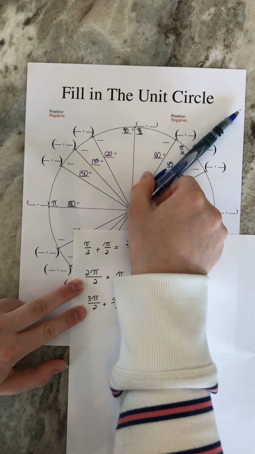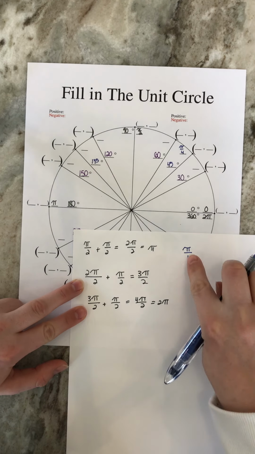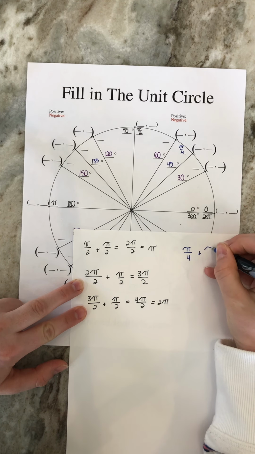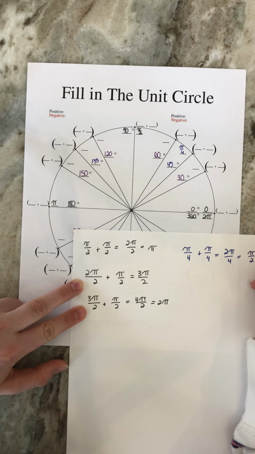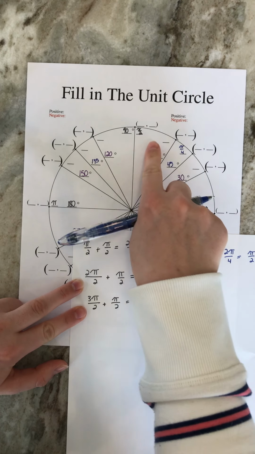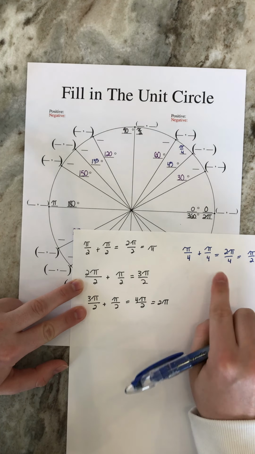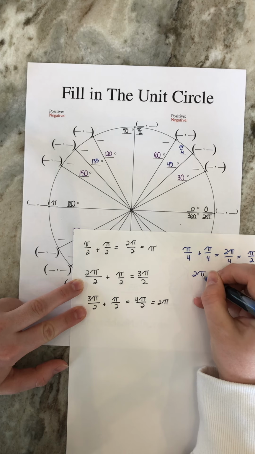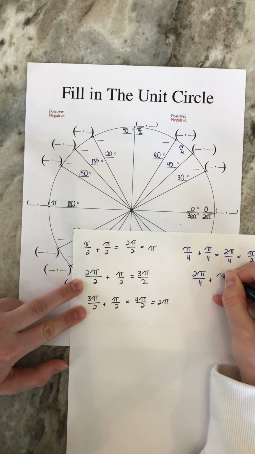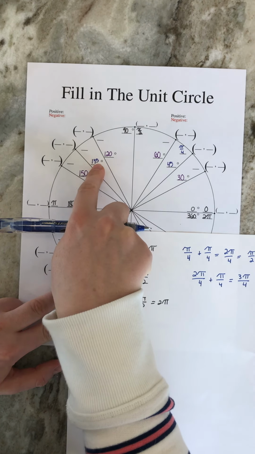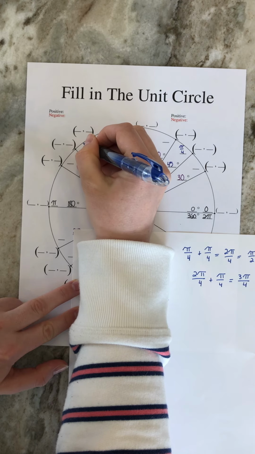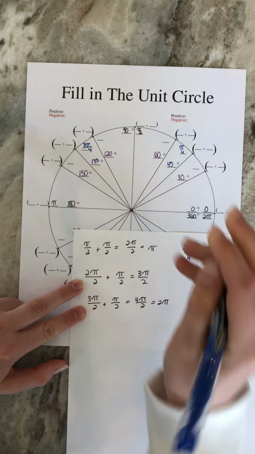If I do another 45-degree rotation, I'm going to take that pi over 4 and add another pi over 4. That gives me 2 pi over 4, or just pi divided by 2. I've already got that. Let's add another pi over 4. So I have 2 pi over 4. I want to add pi over 4. That is 3 pi over 4. So 135 degrees is also known as 3 pi over 4 radians.